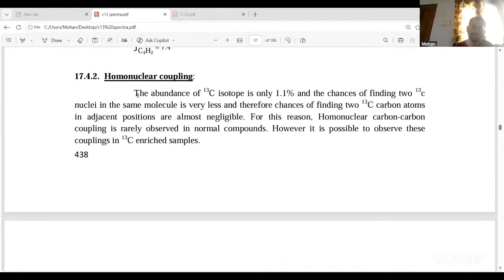Now we are moving to homonuclear couplings. As I told you, here is the C13 isotope. The natural abundance of C13 is very low, only 1.1 percent, a very negligible percentage. That's why homonuclear couplings, meaning carbon-carbon couplings, are very uncommon in C13 spectra.